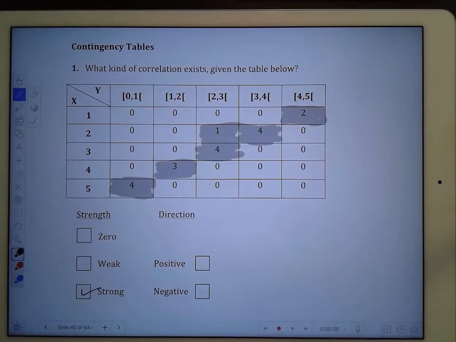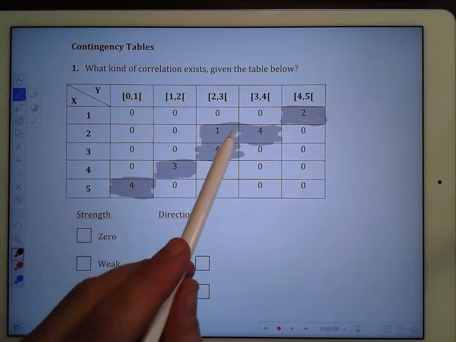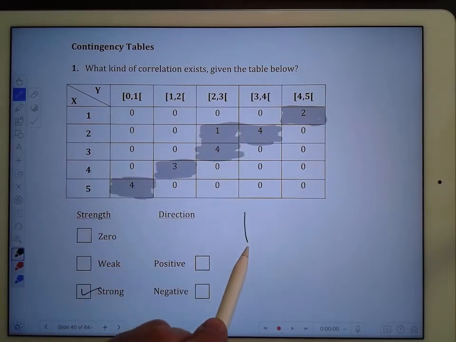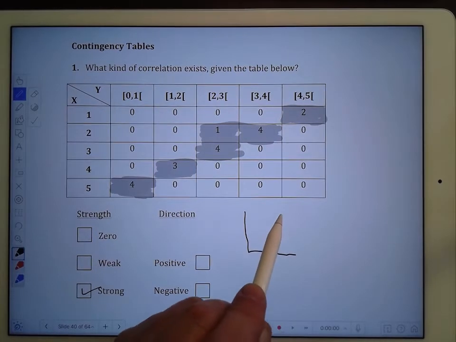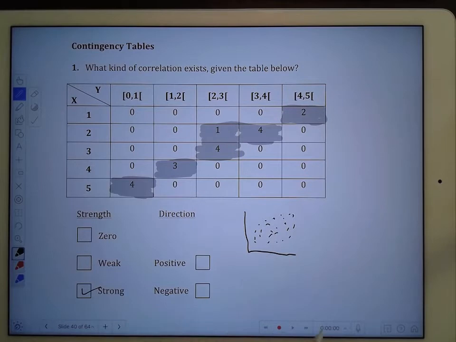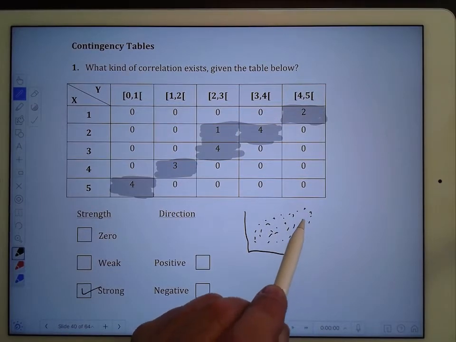The next question is the question of direction. And because of our training with scatter plots, we've really been trained heavily to see scatter plots that look something like that as being positive correlations.